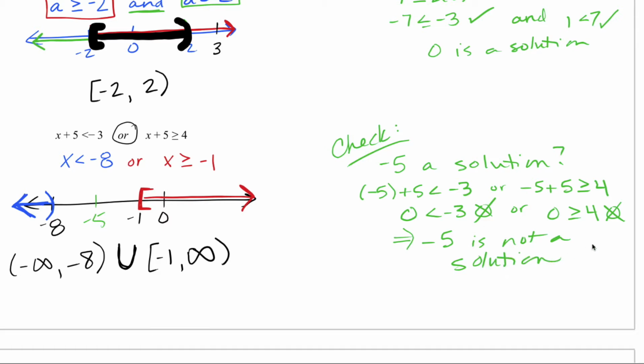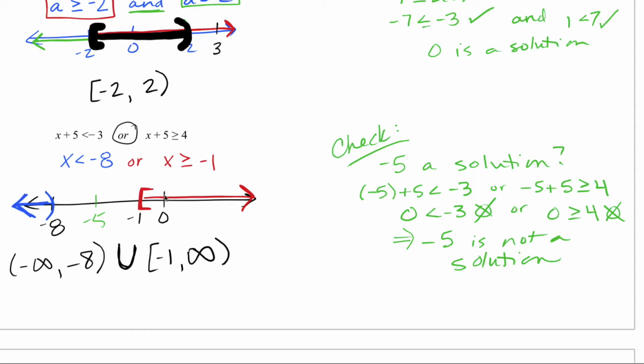And we didn't expect it to be a solution. It's not in the shaded region, but we need to make sure that we've not included what we weren't supposed to include and just kind of sample. We can't possibly check all the numbers that are between -1 and -8. There's an infinite amount. Can't check all. So we just check some. So another number that we should check is something in the shaded regions. So I'm just going to give you an example. Both of them should be checked.